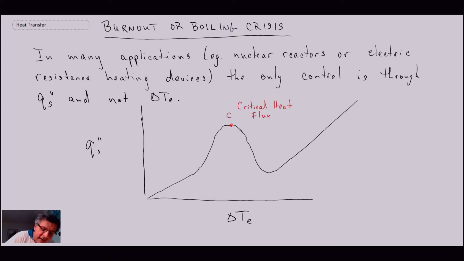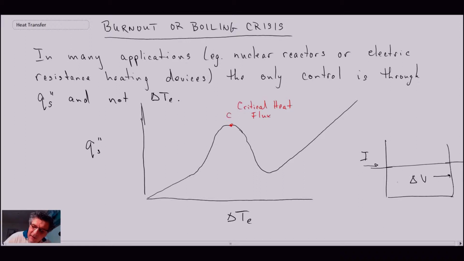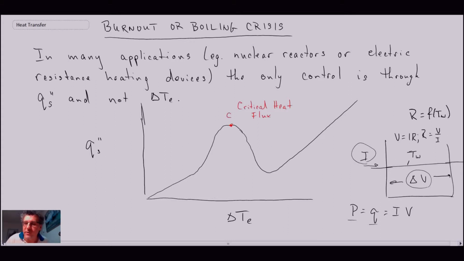Remember Nukiyama's experiment: he had a pool and a wire coming through it, he was sending a current through the wire, and he was measuring the delta V. We know power is equal to Q, which is equal to IV. So he was able to control the current and measure the voltage, and that enabled him to control the power. He had no way of controlling the wire temperature itself. That he would have obtained through Ohm's law, V equals IR, with R equal to the voltage divided by the current. The resistance of the wire was a function of the temperature of the wire, so you can get a relationship and then determine the wire temperature from the resistance measurement.